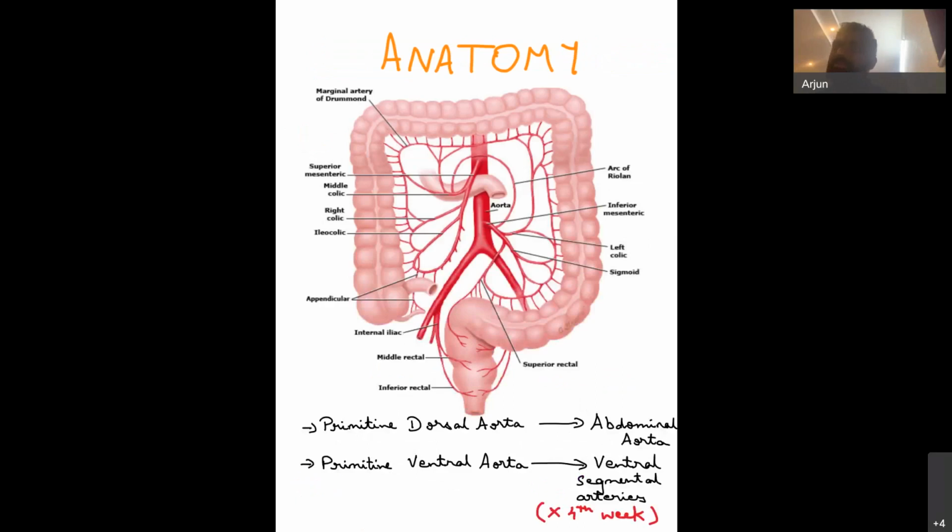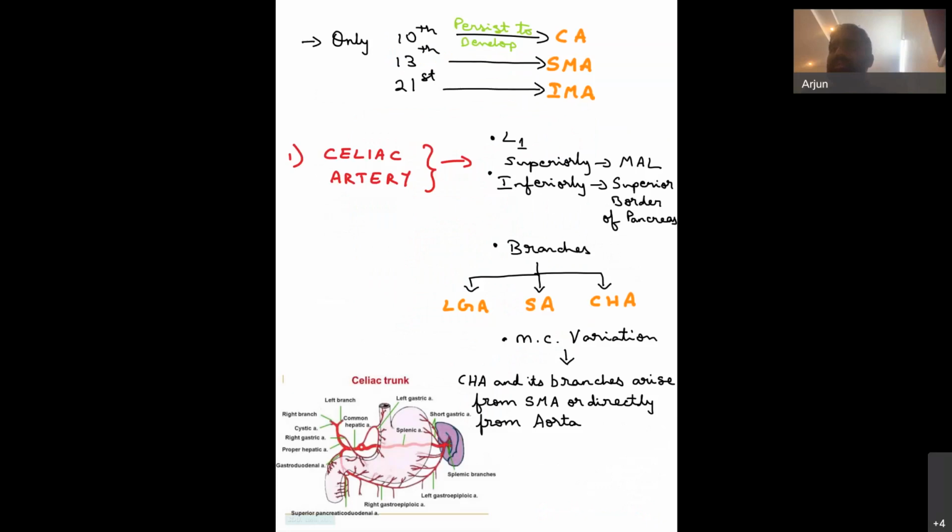Coming to anatomy, basically the primitive dorsal aorta forms the abdominal aorta, and the primitive ventral aorta forms the ventral segments of the arteries. These ventral segmental arteries normally disappear by the fourth week of gestation. Only the 10th, 13th, and 21st branches persist to develop the common celiac artery, the superior mesenteric artery, and the inferior mesenteric artery, respectively.